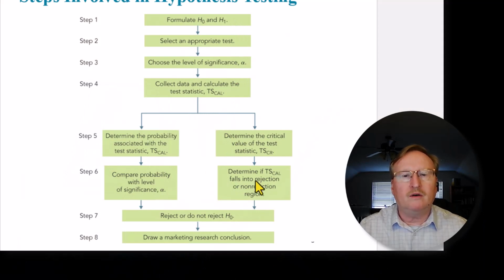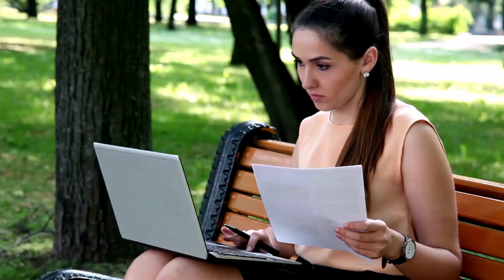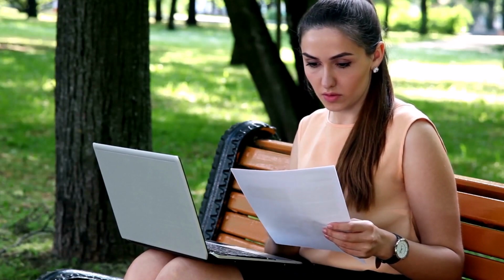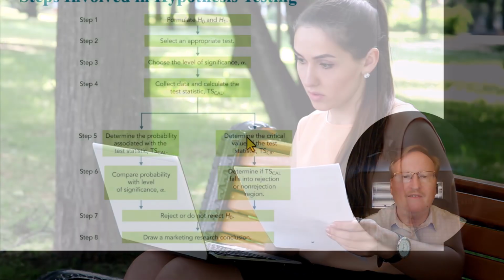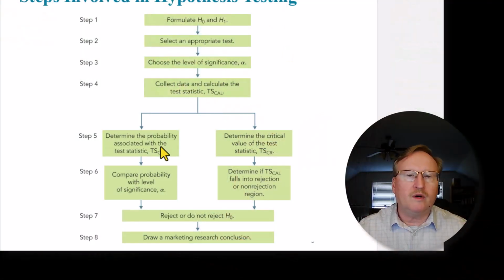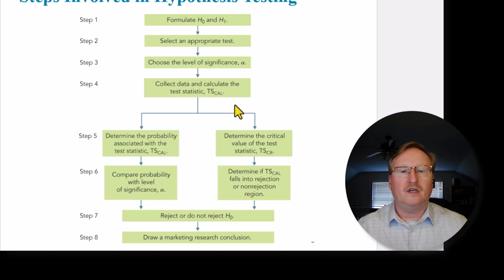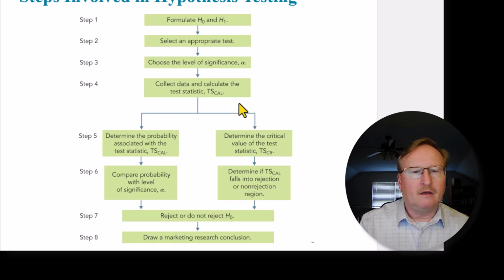We're going to compare our test statistic with the critical value, right? And we can see the p-value, and what we're comparing the p-value to is the level of significance. So this one here, the probability associated with the test statistic, is compared to the alpha level, and the critical value is compared to the test statistic. Okay, so that is number 6.